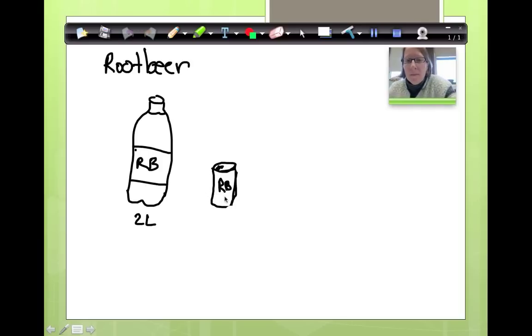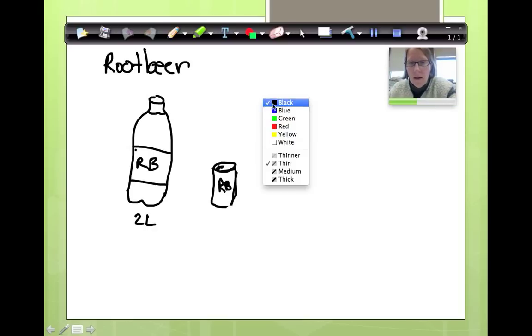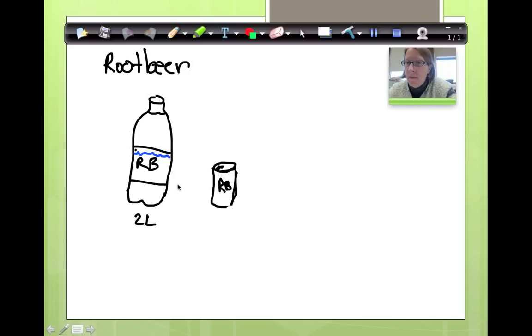Now, I can buy it in a 2-liter bottle, and I can buy it in a can. Now let's just say that my family has friends over, and they drink half of the 2-liter bottle. They drank half of it. But then, Carl, my son, found a can, and he drank half of his can.